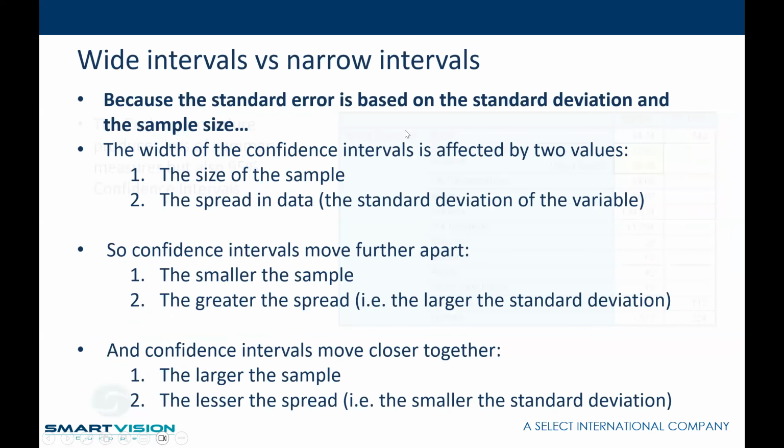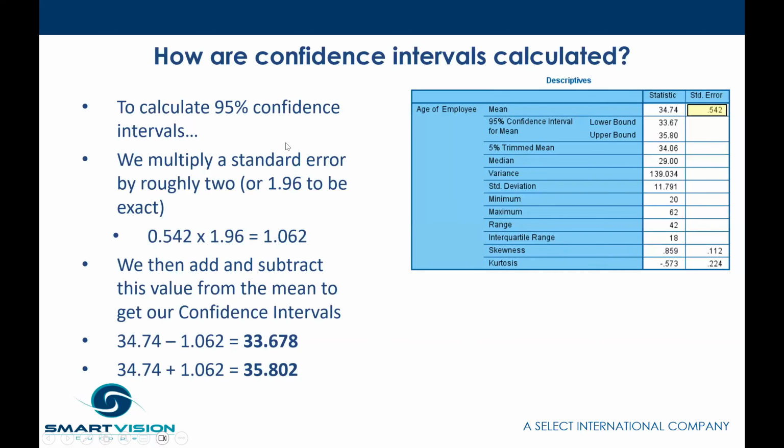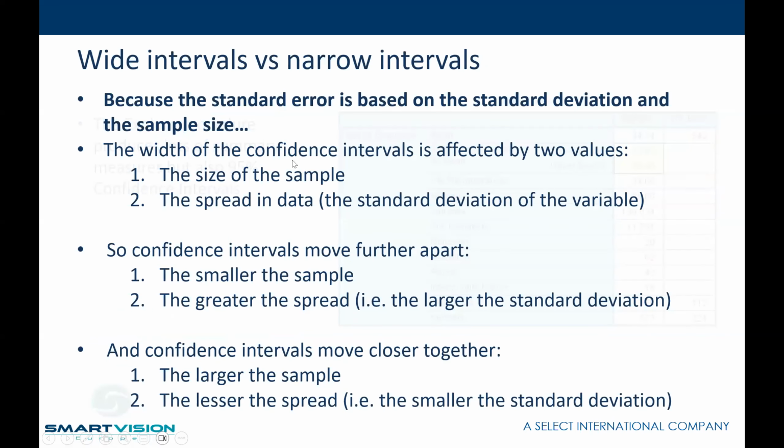Because the standard error is based on the standard deviation and the sample size, it takes the sample size into consideration. The width of the confidence intervals is therefore affected by 2 values: the size of the sample and the spread in the data, the standard deviation of the variable. That's because the standard error of the mean is the standard deviation divided by the square root of the number of cases, which is the size of the sample.